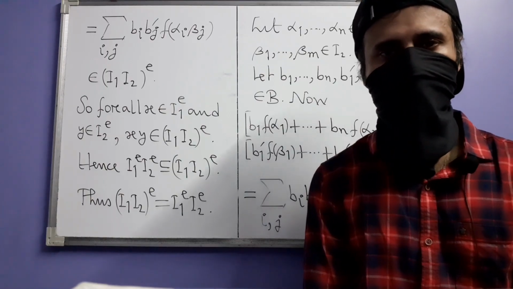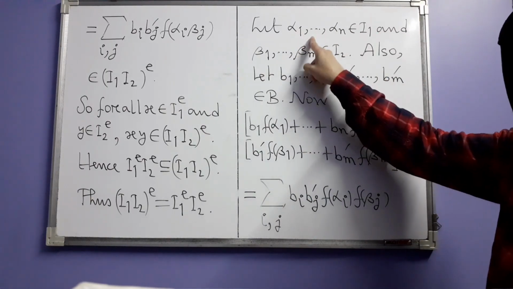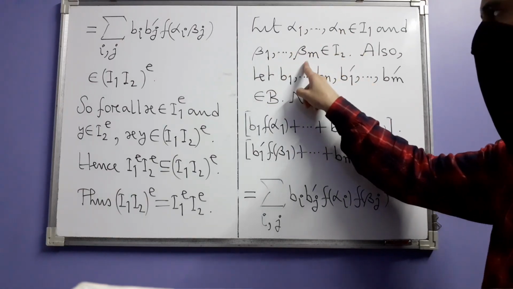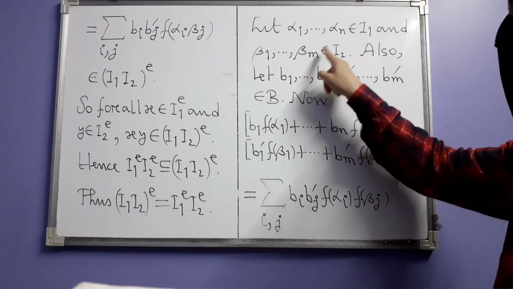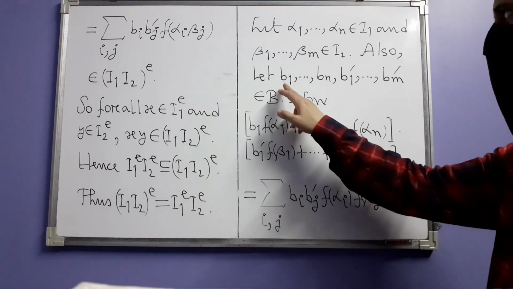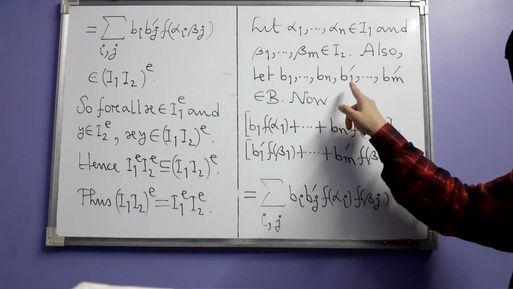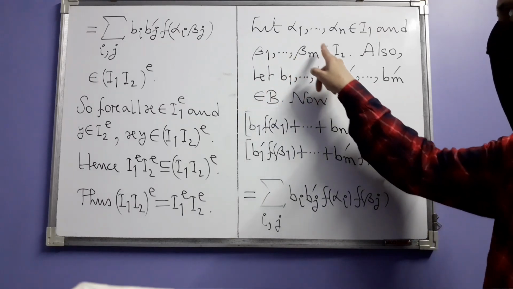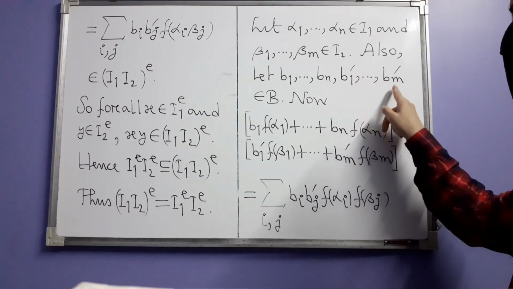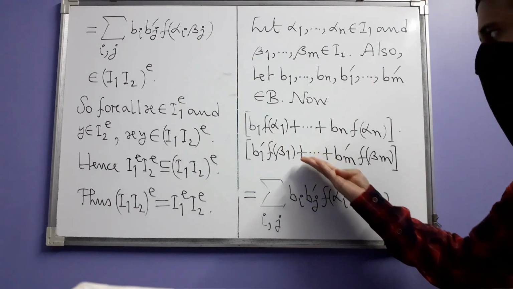To prove the reverse inclusion, we again take finitely many elements in I1, alpha 1, alpha 2 up to alpha n, and finitely many elements in I2, beta 1, beta 2 up to beta m. This time, however, n need not be equal to m, and we also take these elements in the ring B. b1, b2 up to bn, you can see that you have this n here and an equal number of elements that we have here, that is b1 prime, b2 prime up to bm prime, and we need these things because we want to consider this product.